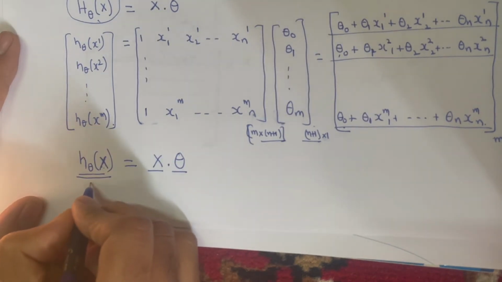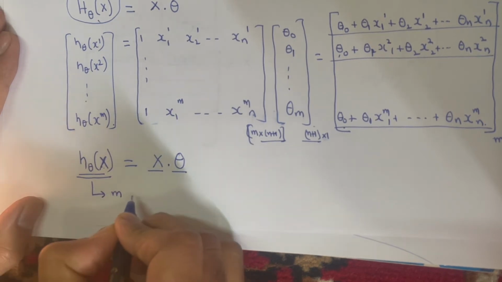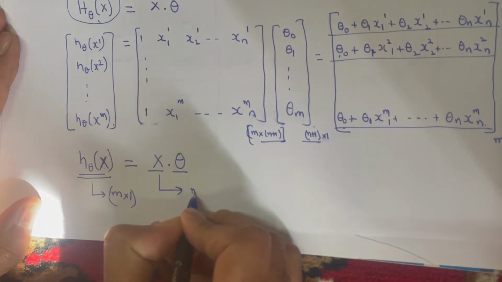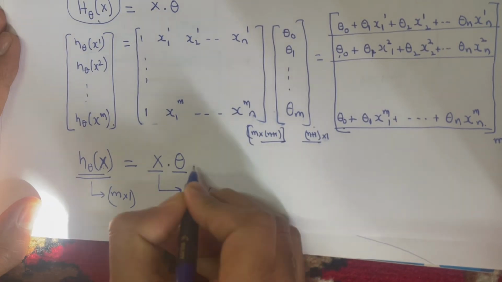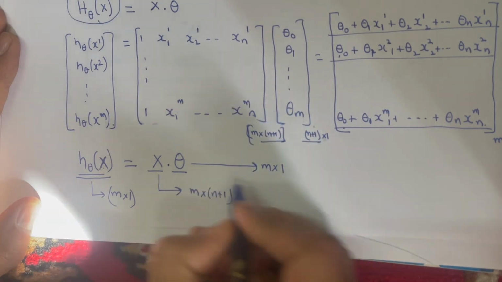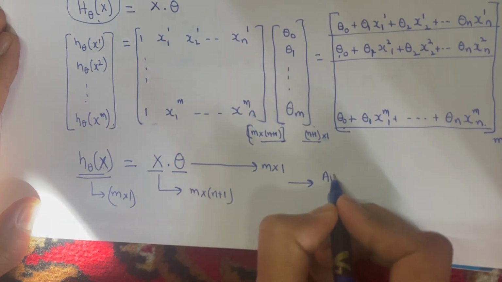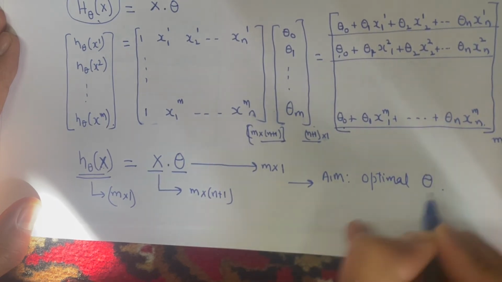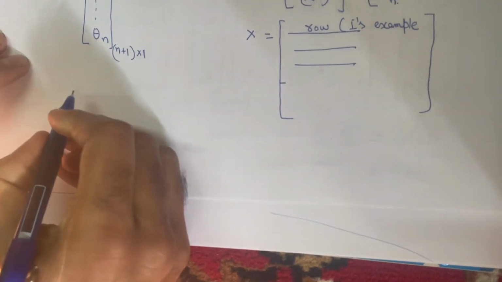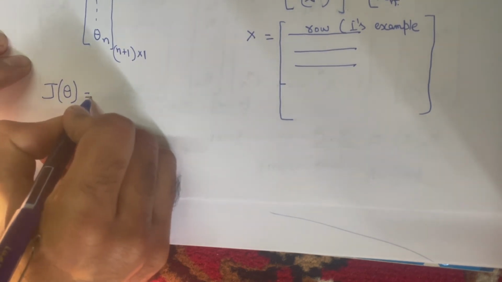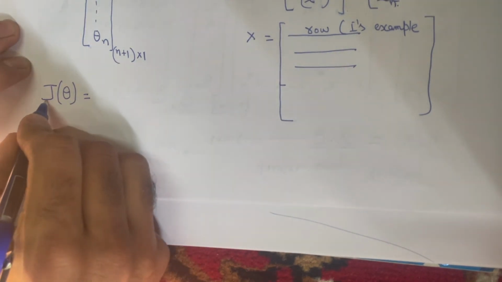And how many points are in this matrix? M points. So it is an m cross 1 vector. So this one is m cross n plus 1, and this theta is n plus 1 cross 1. And our aim is to find the optimal theta. And how are we going to find an optimal theta? We will calculate the error on theta.